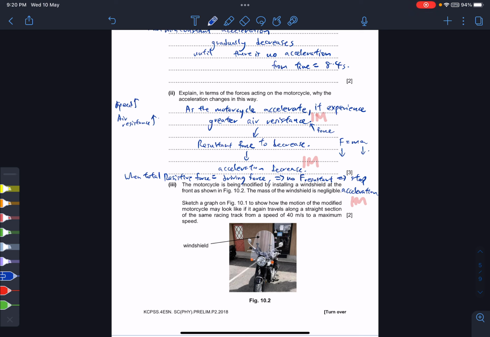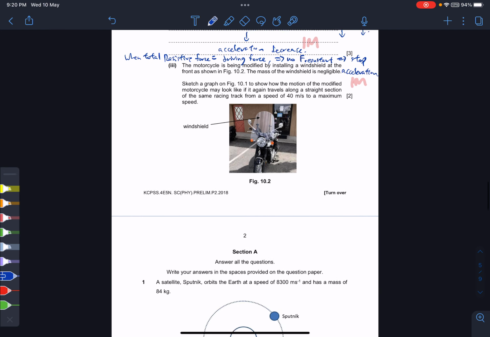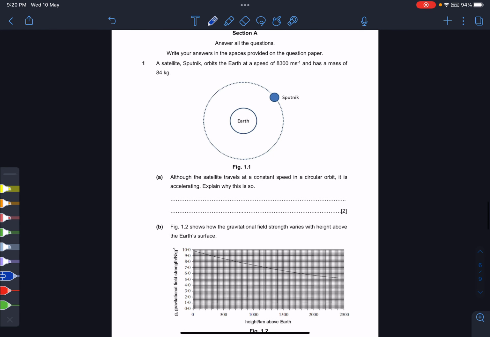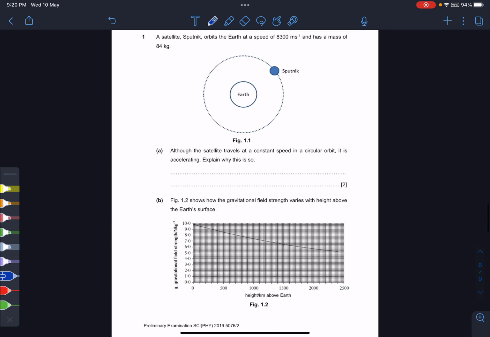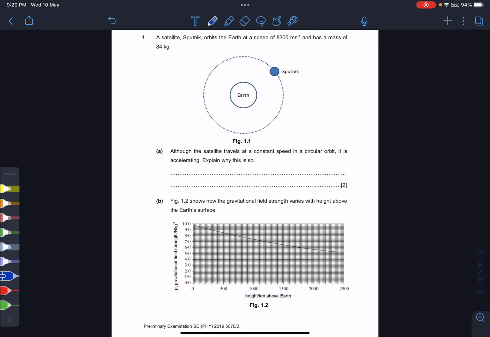Okay. So what's next? There's a satellite here. Let's take a look at the satellite. What's happening here? You have a satellite that's orbiting the Earth, which means it goes in rounds around the Earth.